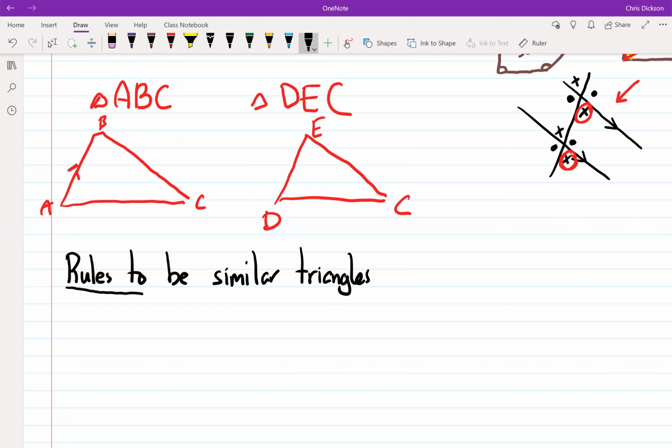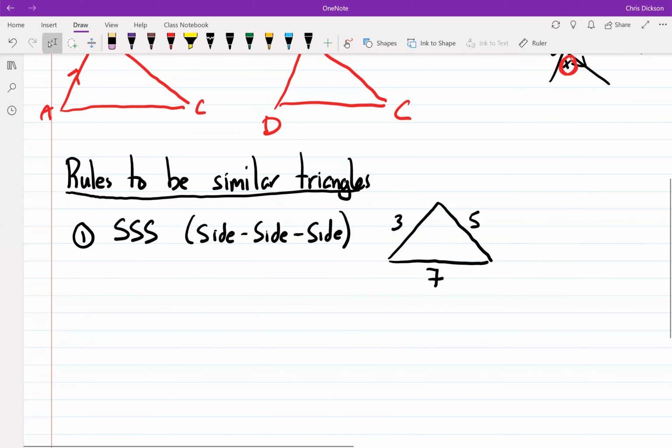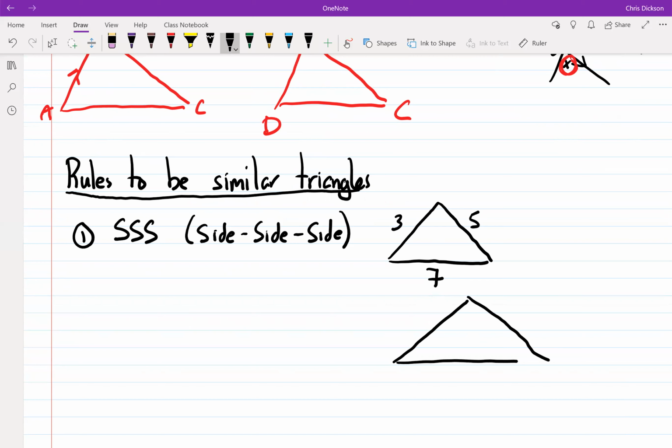So the rules to be similar triangles, there's three of them, three things that make triangles similar. And one is the side rule. Okay, and that is if you have two triangles, let's just say this triangle here was 3, 5, and let's just say 7. Okay, so 3, 5, 7. And then you had another triangle that was, say, bigger. And let's say this side was 6, this side was 10, and this side was 14.